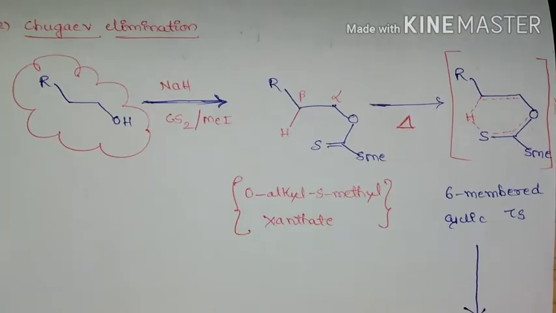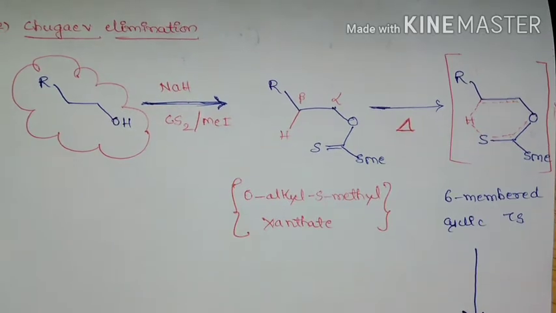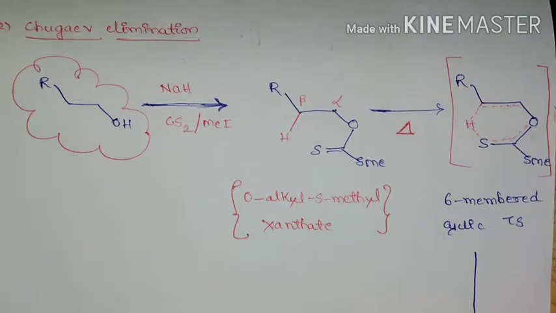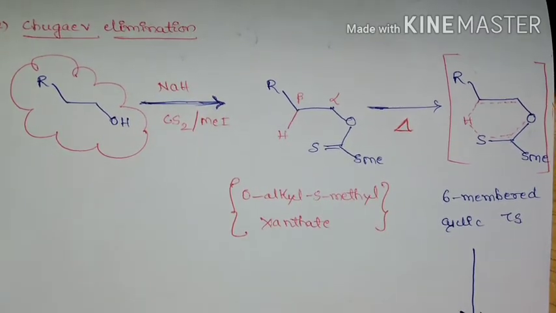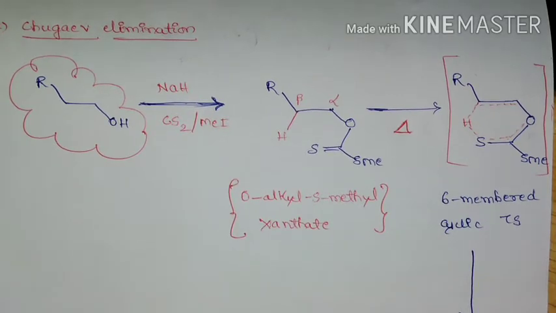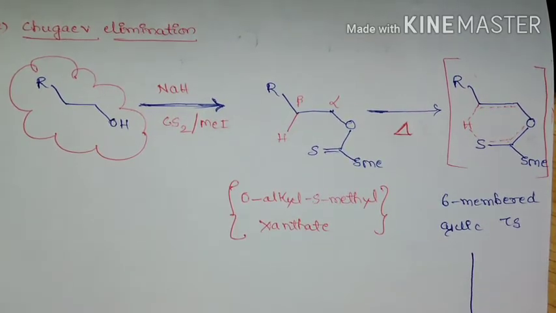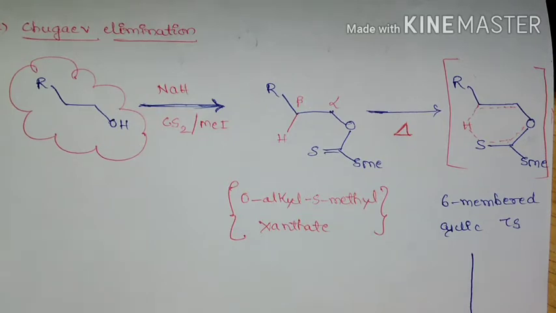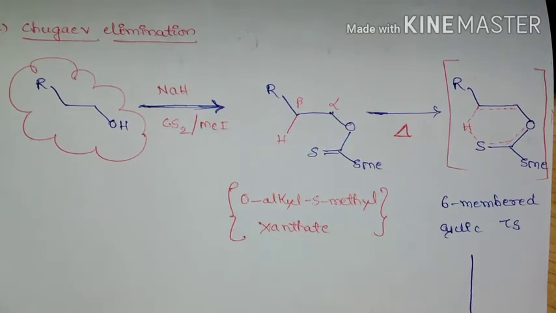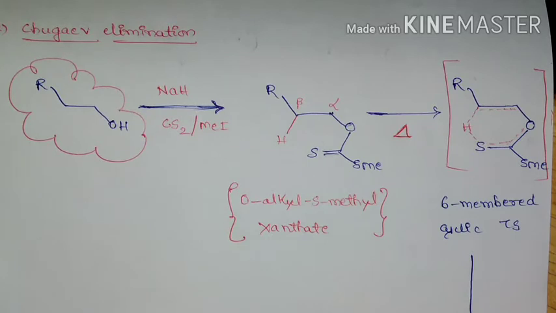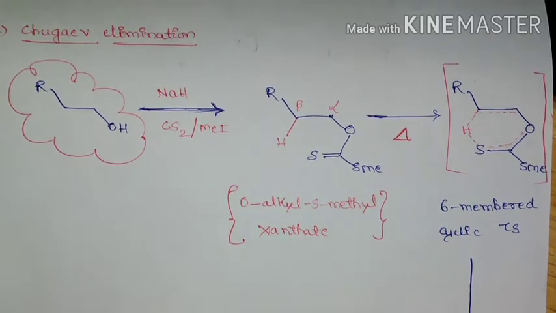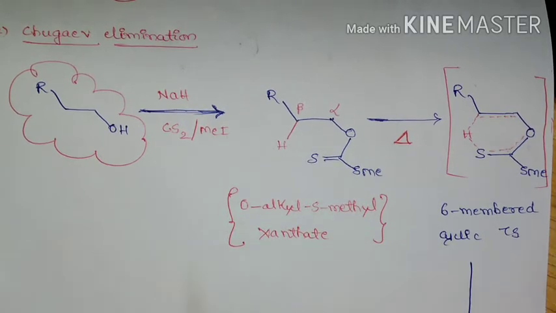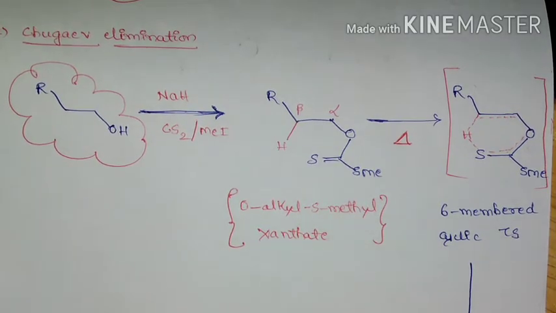Chugaev elimination reaction also takes place through the Ei mechanism. Here the starting material is an alcohol. First, the alcohol is reacted with sodium hydride, which is a base, to form an anion. Then it reacts with carbon disulfide followed by methyl iodide, which leads to the formation of O-alkyl S-methyl xanthate.